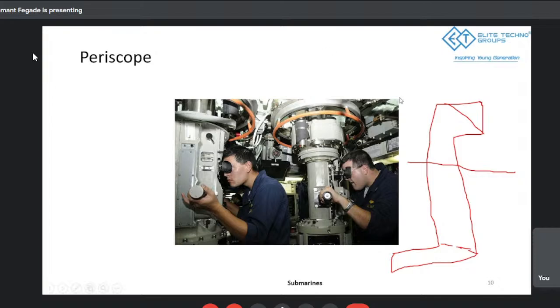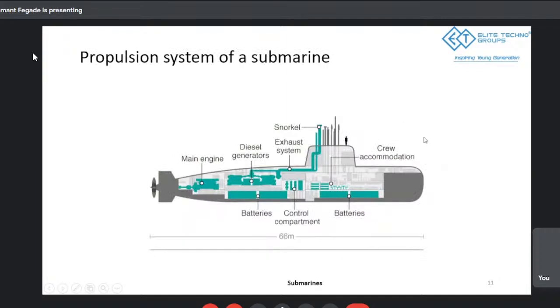Now let's discuss the propulsion system of a submarine. There are two kinds of systems: the diesel electric system and the air independent system. The diesel electric system is the older one, and air independent is the newer one. In the older diesel electric system, there are two kinds of systems. One is the diesel generator, which is used to generate electricity when the submarine is above water.